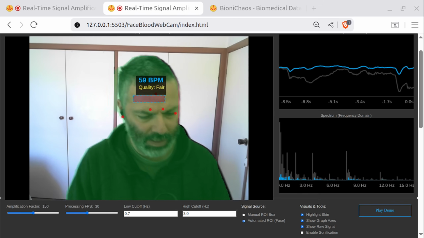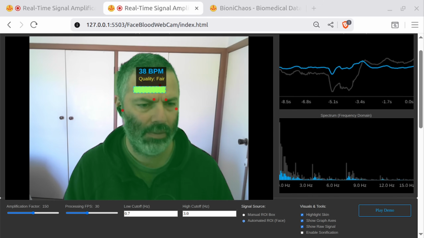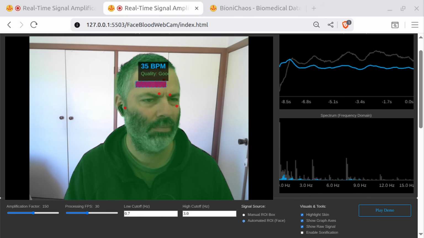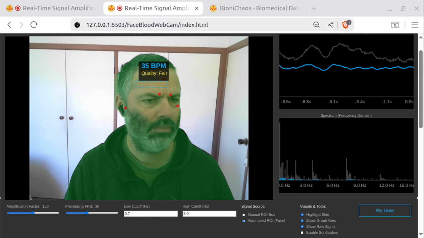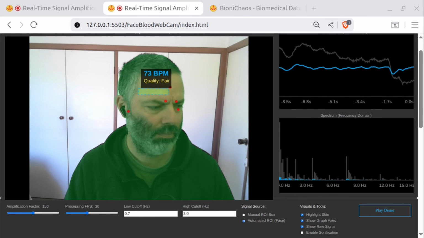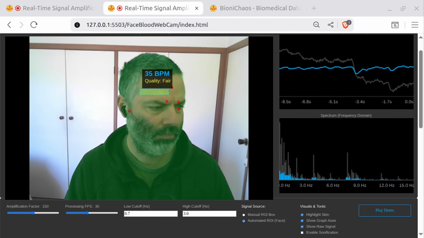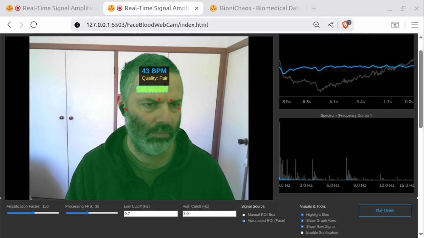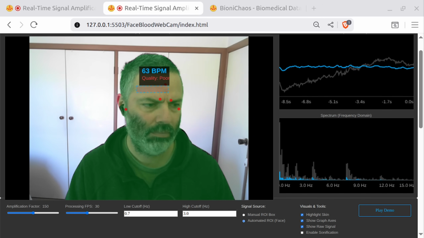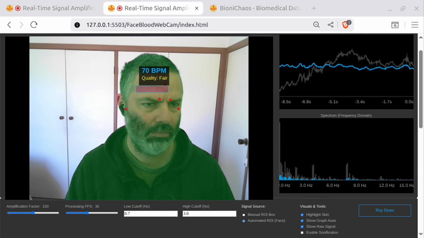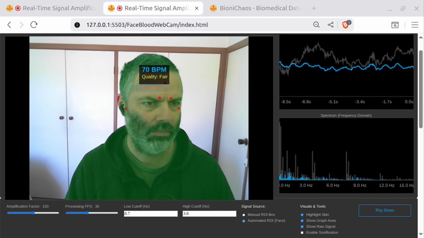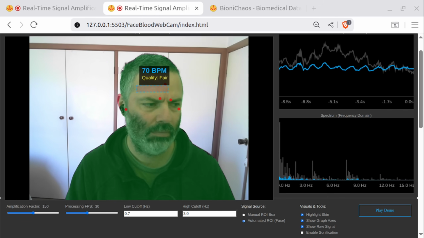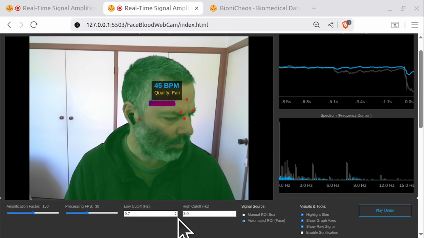Well, can you provide more details and repeat what you just said? Certainly. When you check Show Raw Signal, it adds a second gray line to the waveform graph, showing the signal before amplification and filtering, and also a second gray bar chart in the spectrum graph, representing the raw signal's frequencies. This allows you to compare the original signal with the processed one. It does not change the low and high cutoff frequency values. Sorry, I didn't get it.